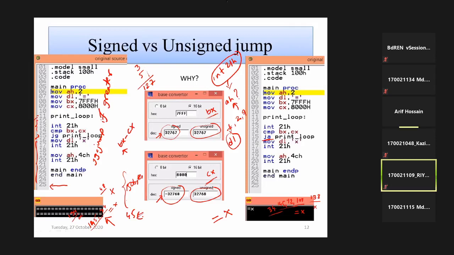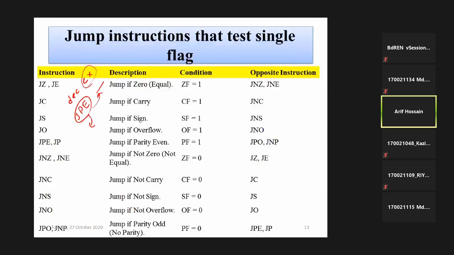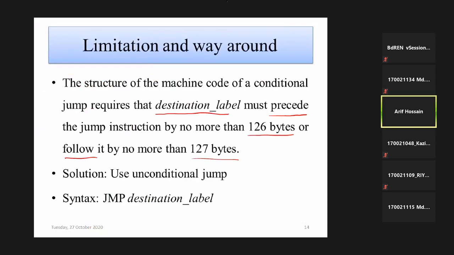Okay, that is the limitation of conditional jump. Your conditional jump cannot jump more than 127 bytes if your destination label is following the jump instruction, and it cannot jump more than 126 bytes if your destination label is preceding the jump instruction, or arriving before the jump instruction. Any other question on this limitation?